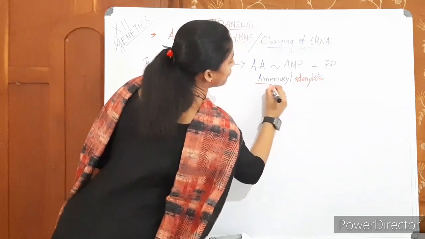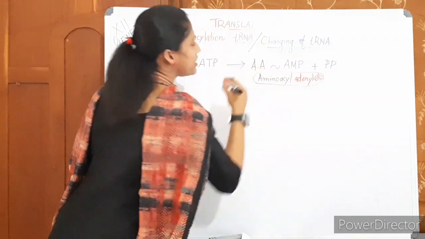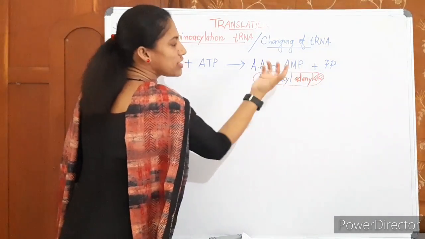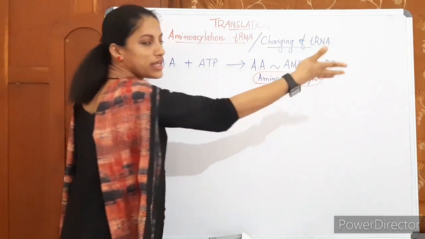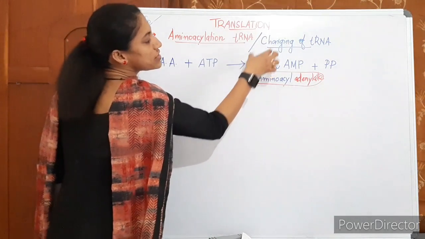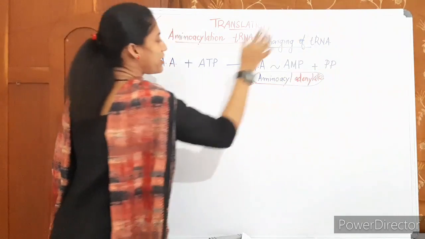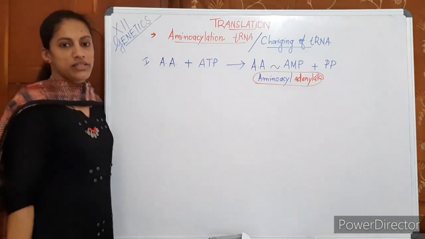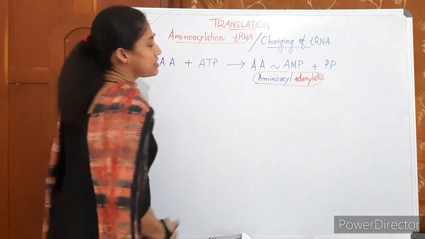Okay, the name of this molecule: amino acid plus AMP is amino acyl adenylate. Otherwise you write amino acyl adenylic acid or amino acyl AMP. Okay, amino acid plus AMP, the 2 phosphates. ATP means 3 phosphates, the 2 pyrophosphates released. Okay, this is the first step.